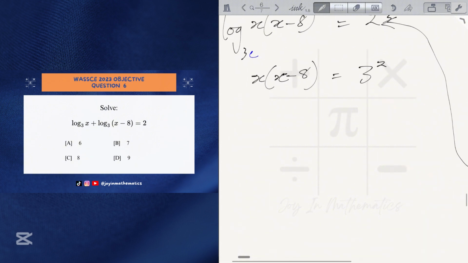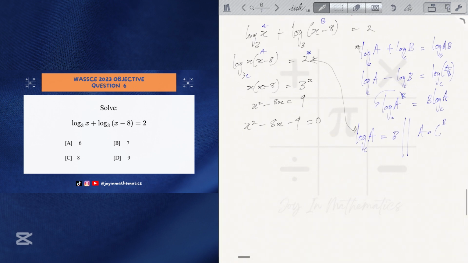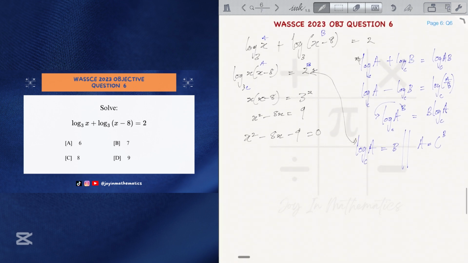So we have x squared minus 8x is equal to 3 raised to the power of 2, which is 9. So this will result into x squared minus 8x minus 9 is equal to 0. So now we have a quadratic equation. You can see now we move from logarithm equation and we move on to indicial equation, and now we have a quadratic equation.